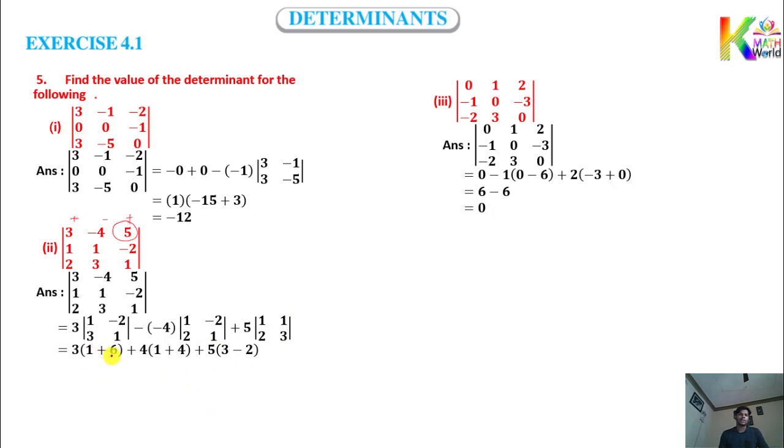So 6 plus 1, that is 7, 7 3s are 21. 1 plus 4, that is 5, 3 minus 2, that is 1. So 7 3s are 21, 5 4s are 20, 5 1s are 5. So how much is your answer? Addition gives you 46 as the answer.